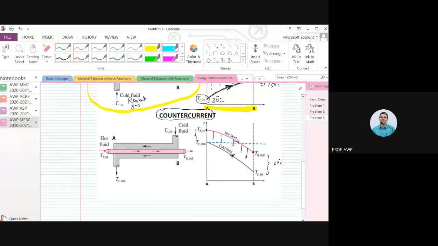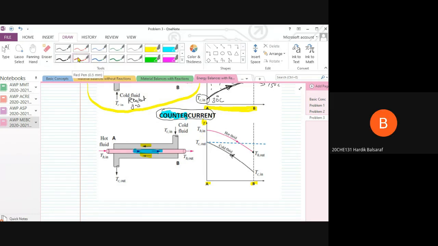Right? But now you look at it in a counter current manner. Counter current, meaning they are flowing in the opposite directions. Hot fluid is going from left to right. Cold fluid is going from right to left. Now if you plot temperature on the y-axis versus length between A and B, now tell me which temperature is 30, which temperature is 400, and which temperature is 150.